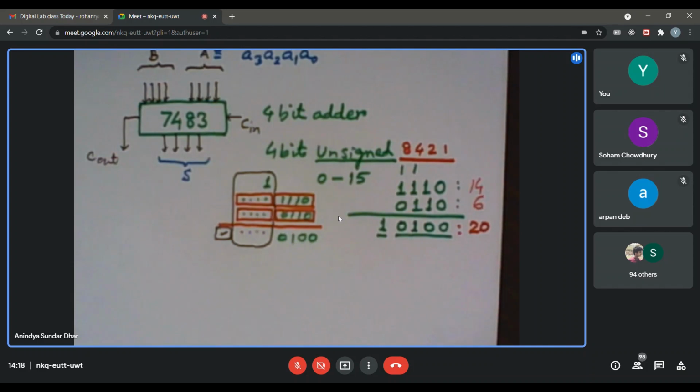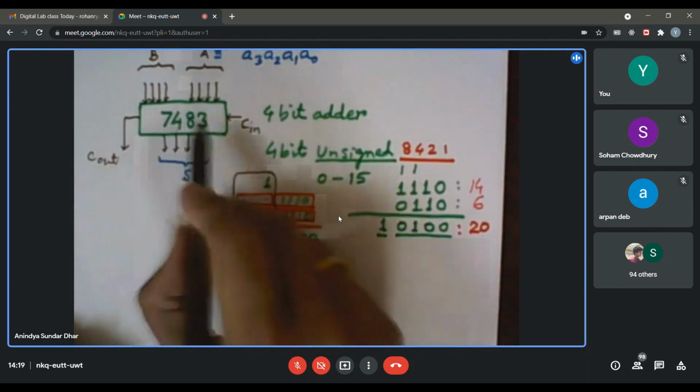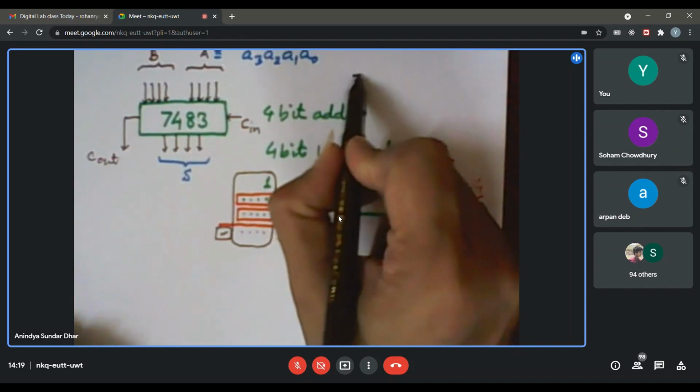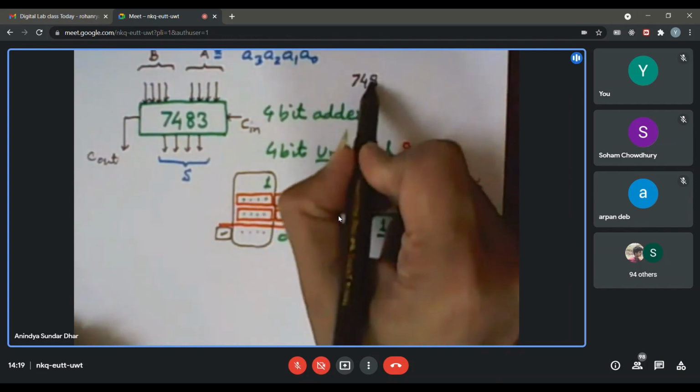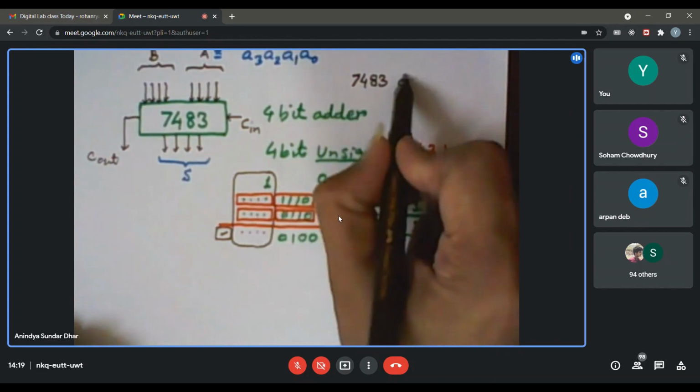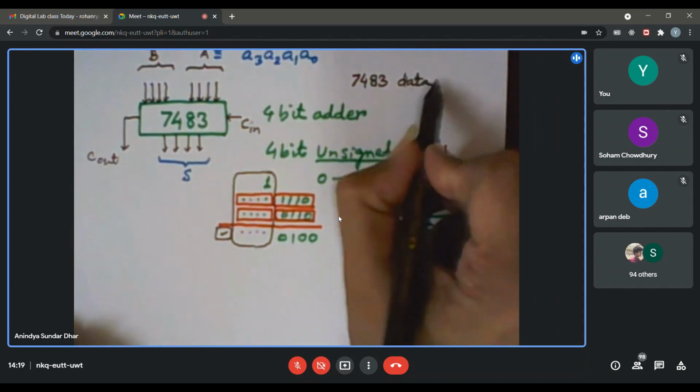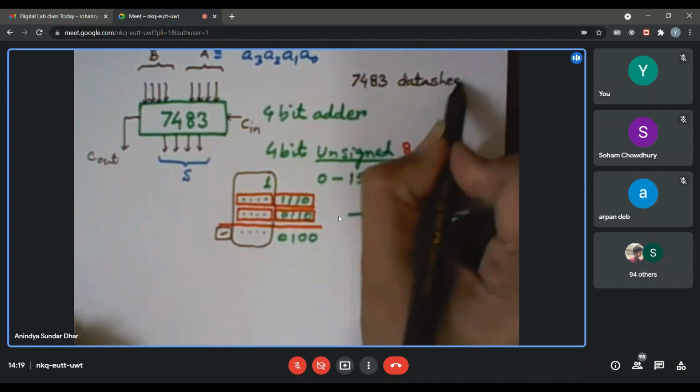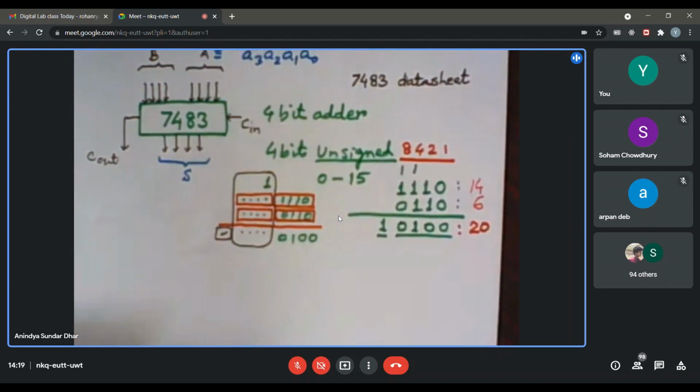I would urge you, not immediately, but after I finish this discussion, to download the datasheet for 7483. As I have already told you, whenever you are using an IC, it is a good idea to download it. Sometimes Google 7483 datasheet and download that, particularly to look into its behavior. Though the behavior is understandable, just to get a comprehensive idea, you may download that one.